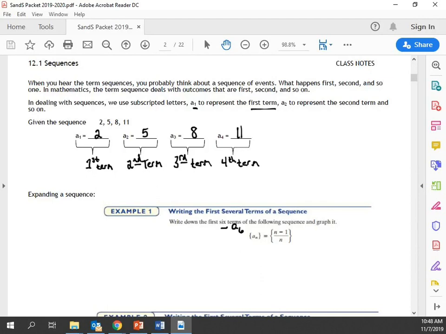And so you go through and say, all right, A sub 1. Well, look at the equation. What do you think N is represented by? What is N? The term number. So the very first term, N is going to equal 1. So you take the equation, 1 minus 1 divided by 1. You simplify that and you get 0.